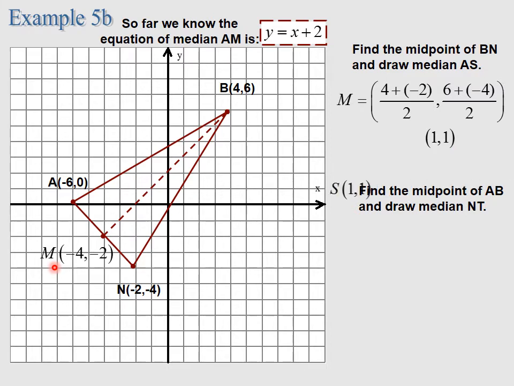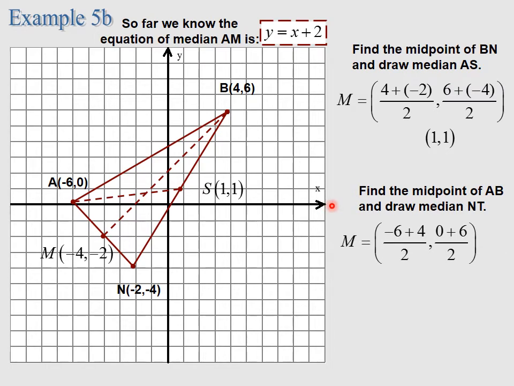So that we'll label as point S, because we already used M, so we'll just use another letter. And so that point is at 1, 1. So 1 and 1. So we'll draw our midpoint in here, and then we'll draw our median, which goes across to the vertex of the opposite side.